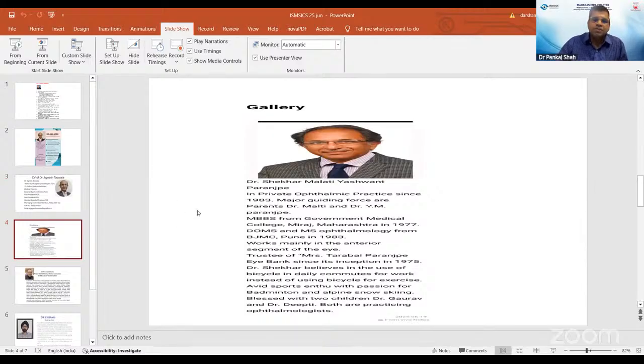We have esteemed speakers, Dr. Shekhar Paranjpe sir. He is from Sangli and he has done his MBBS from Miraj and PG from Pune. He is a trustee of Mrs. Tarabai Paranjpe Eye Bank and a very avid enthusiastic bicycle rider, plus an avid sports enthusiast and badminton player. He always believes that riding a bicycle on a gym is not an option. Better ride a bicycle always wherever you go.